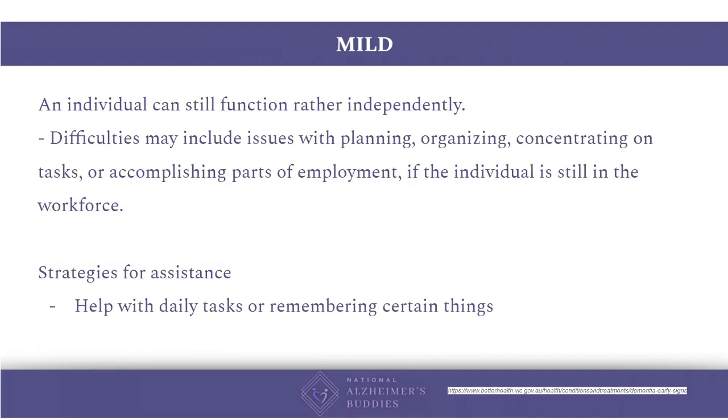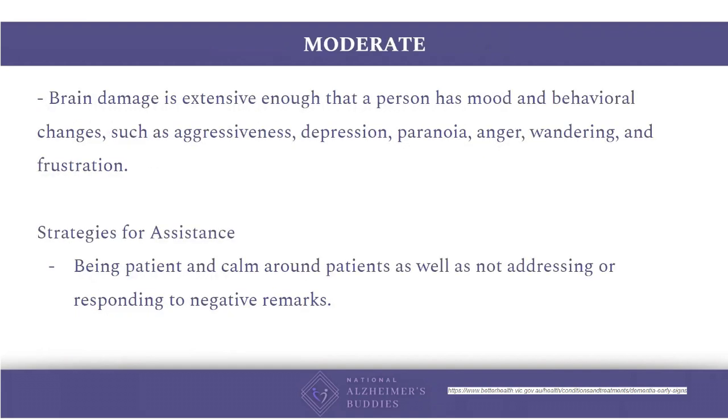The mild stage of dementia is categorized by difficulties that may include issues with planning, organizing, concentrating on tasks, or accomplishing parts of appointments if the individual is still in the workforce. Strategies for assistance can be mainly just helping with daily tasks or just remembering certain things. These are patients you most likely will not be dealing with since they are in a memory care facility. However, it is important to keep them in mind.